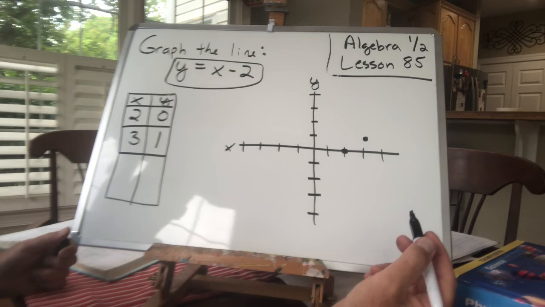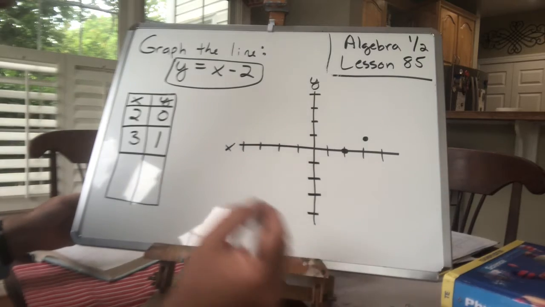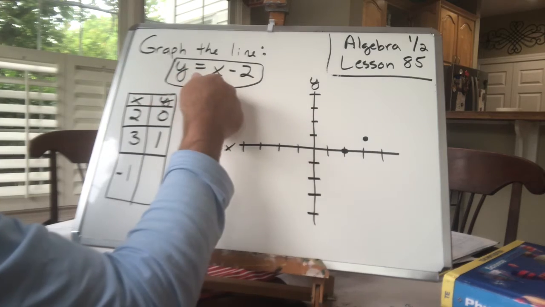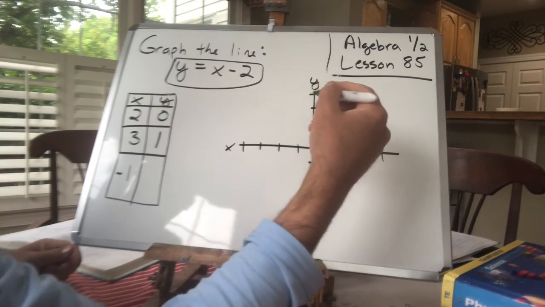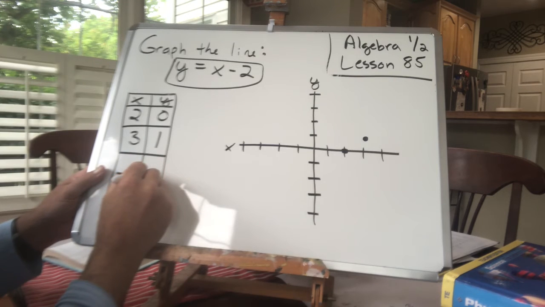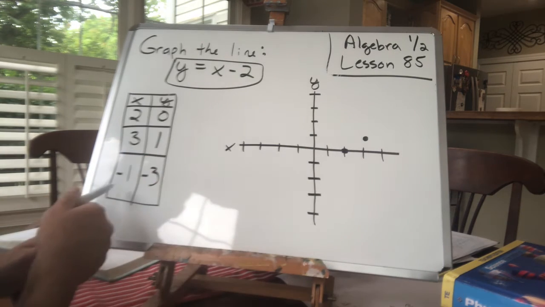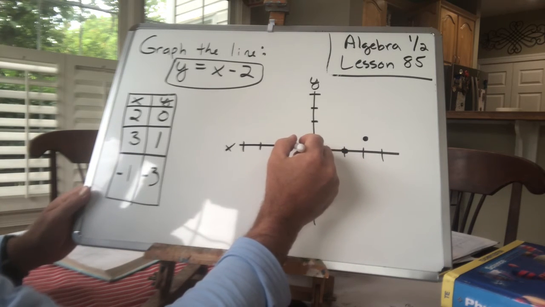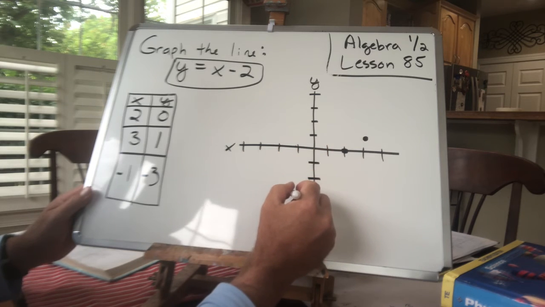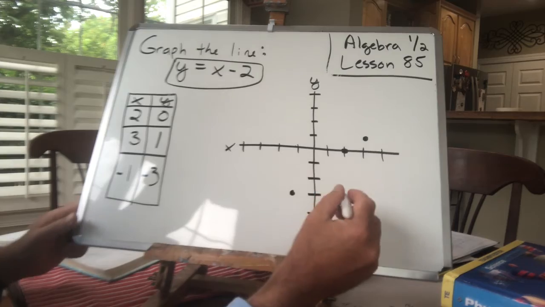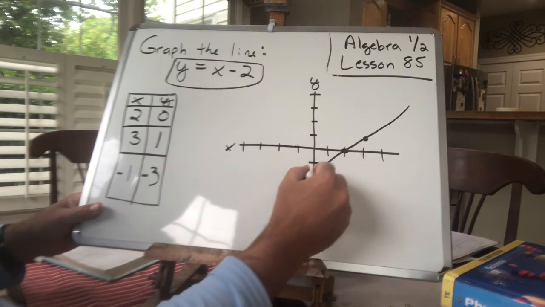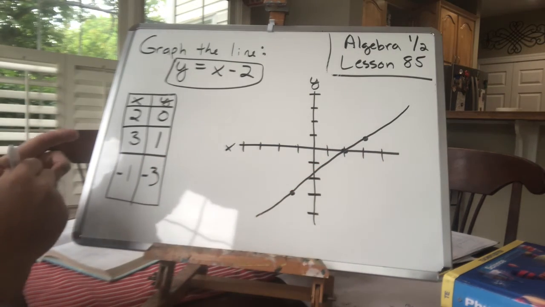And just for fun, we'll make x equal negative 1. Let's make x equal negative 1. If I make x equal negative 1, negative 1 minus 2 would equal negative 3. And there's my last coordinate. Okay, negative 1, negative 3. So negative 1 over here, and 1, 2, 3 right here. And although my graph is not perfect, you can see the straight line pretty much is right there.